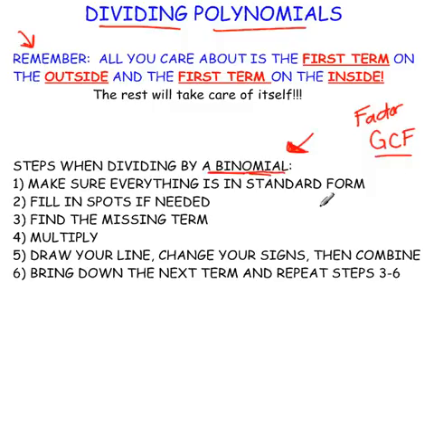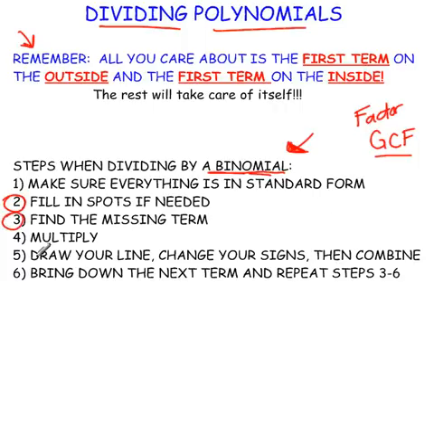So let's write these steps down when dividing by a binomial. Step 1, make sure everything is in standard form, first and foremost. And I'll show you what happens if it's not. I'll fix it. Which goes to here. Step 2, fill in the spots if needed, and that will fix it for standard form.